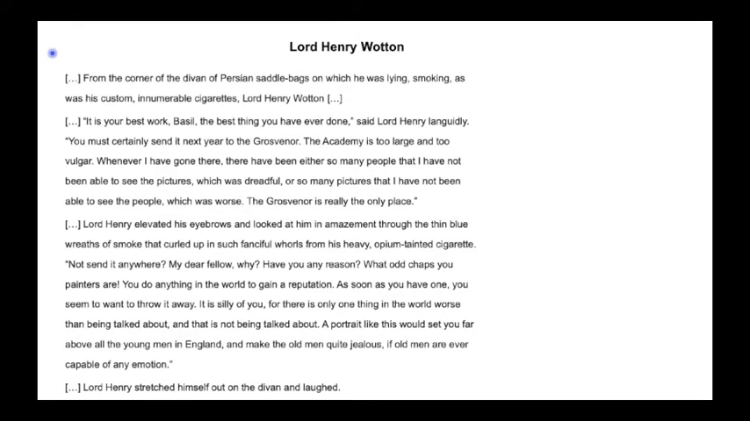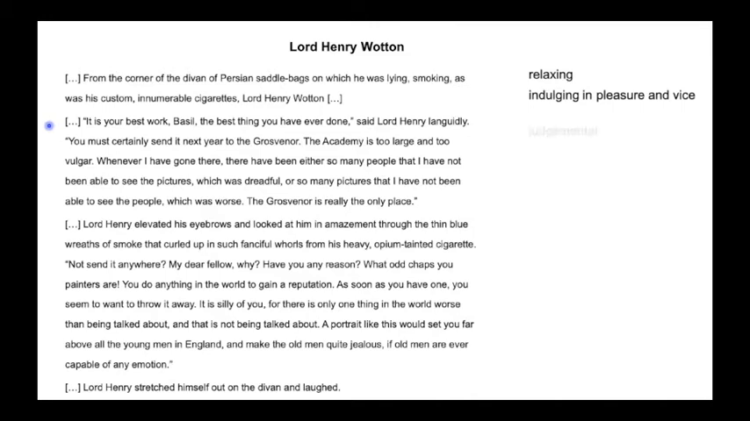He is described by the narrator as lying on a divan of Persian saddlebags, that is, relaxing. He was smoking innumerable cigarettes. This information tells us that he indulged in pleasure and even vice, a concept that is reinforced by the fact that he was smoking an opium tainted cigarette. Smoking opium was very common among Victorian gentlemen. Lord Wotton's description proceeds through his dialogue with Basil.